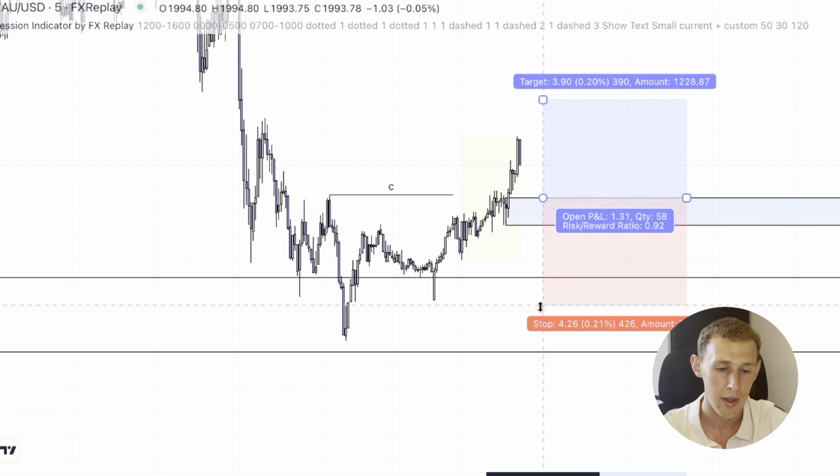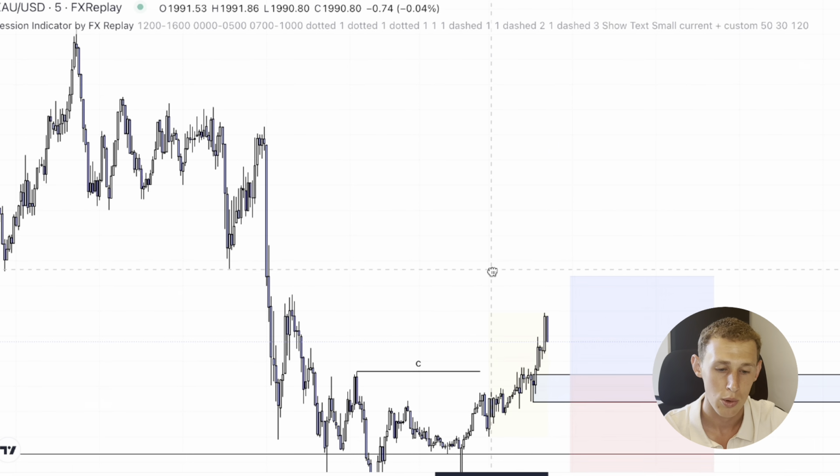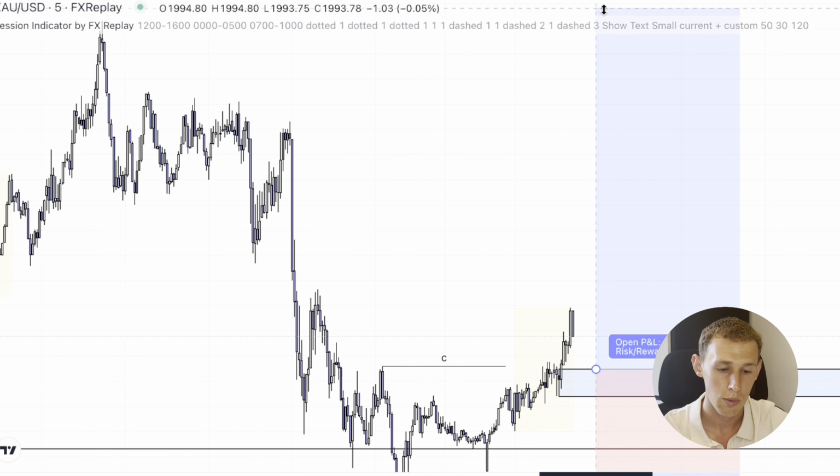If price goes any lower than that, I don't want to be in this trade anymore. And then again, mechanically target a 1 to 3 risk to reward, and it is as simple as that. We can now just set the limit on this zone and wait for it to play out.